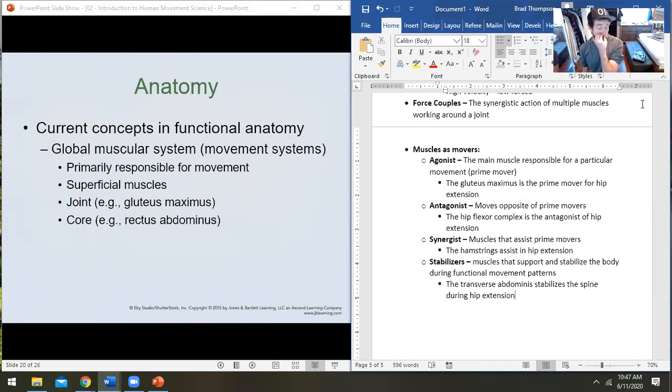So that's your local stabilization system. Then you also have your global muscular system. This is all your movement stuff, right? We just talked about keeping everything in place. Well, we also have to be able to actually move it around as well. That's where your gluteus and rectus muscles come in.